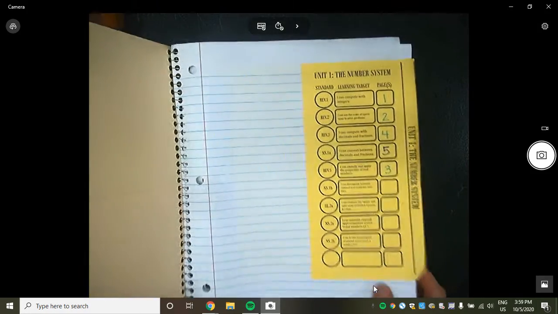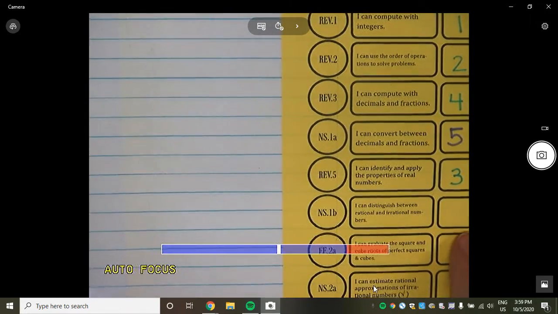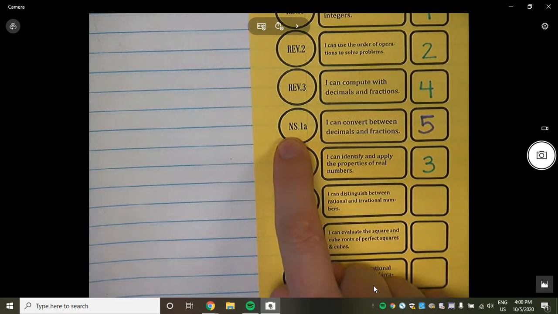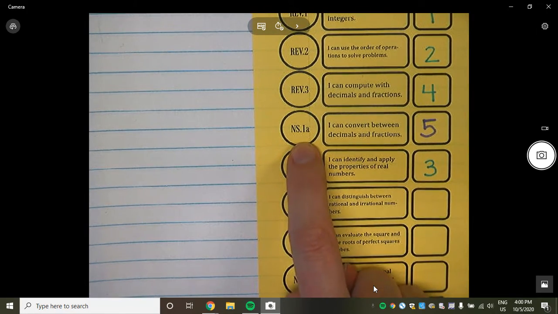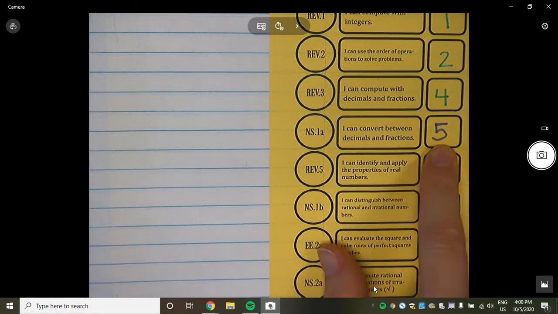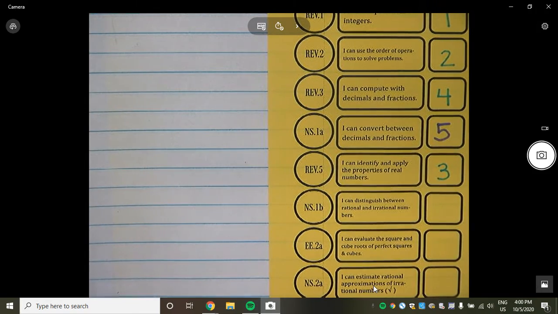The first thing that you're going to do is flip open to your table of contents, and we're going to take a look at our new learning goal for today. If we zoom in here, we are on NS1A, which you'll notice is no longer a review. I can convert between decimals and fractions, and we're going to put this on page 5. If you do not have a 5 there, go ahead and put that now.